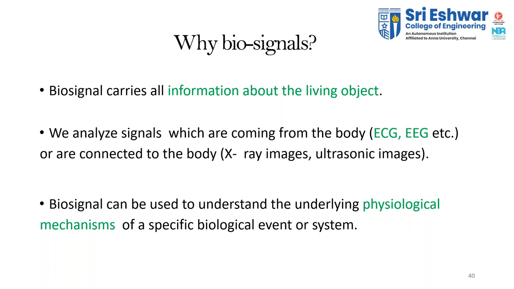So we can also diagnose the patient. Biosignals can be used to understand the underlying physiological mechanism of a specific biological event or system. We have n number of organs, nerves, and blood inside our body, and all together they should work properly. If there is some flaw in some organ, then the proper functioning of the system gets affected. This is diagnosed by getting biosignals from the human body.